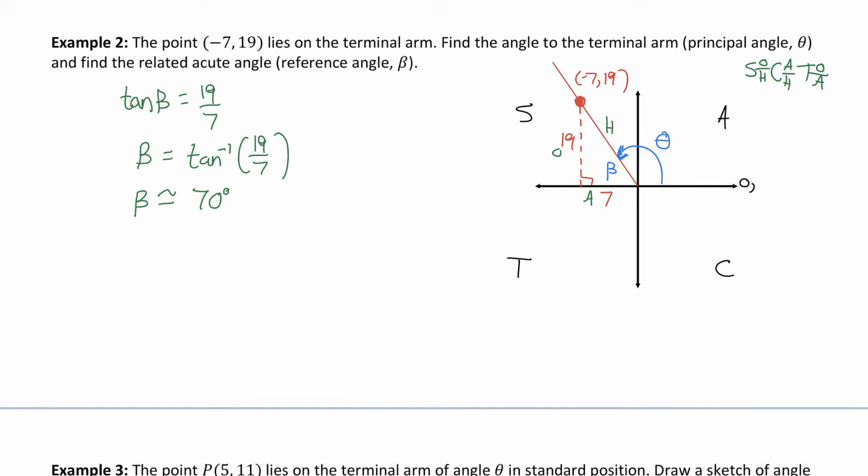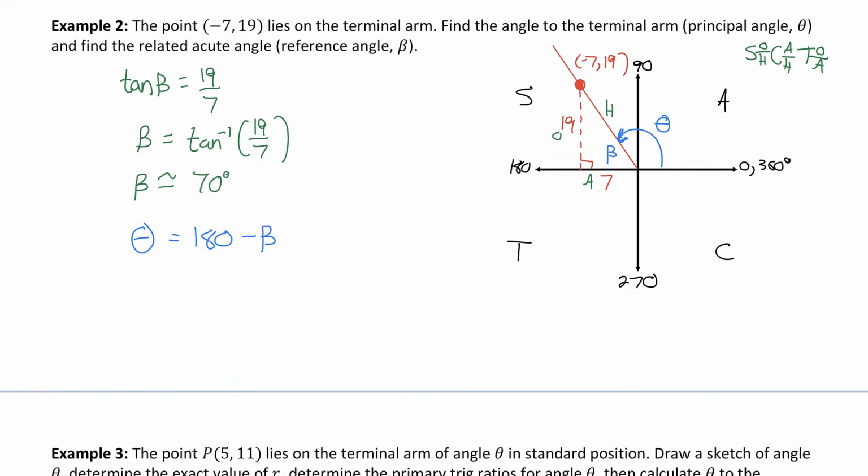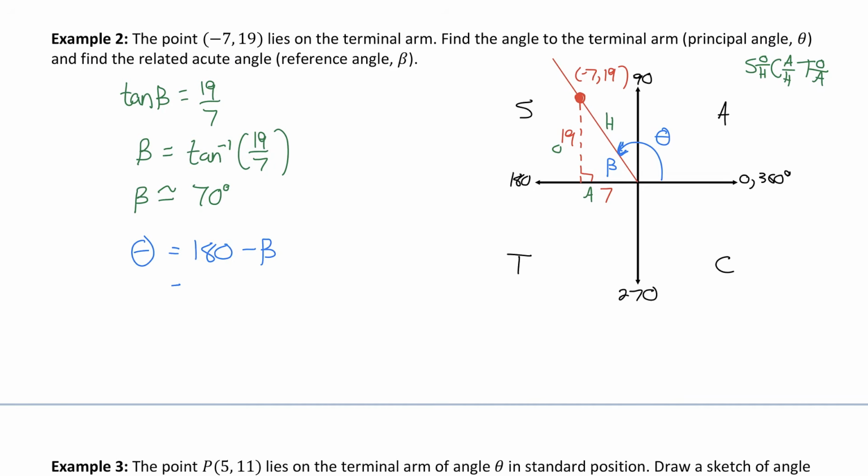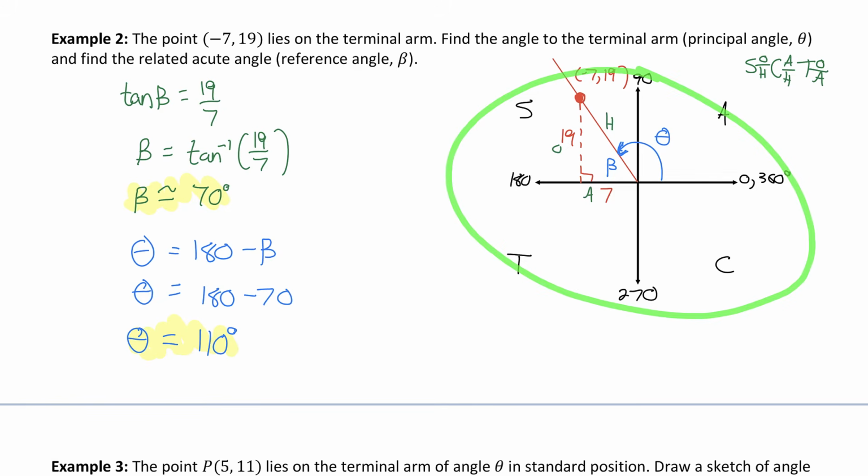Let me just quickly label the angles on the Cartesian grid to help us be able to solve for the principal angle. To get the principal angle, notice it is not a full 180, it's beta less than 180. So to calculate the principal angle, theta, it's equal to 180 minus the reference angle. So in this question, it's 180 minus 70, so the principal angle is 110 degrees. So there are two answers, both the reference angle and the principal angle, and we have a diagram which clearly represents these answers.